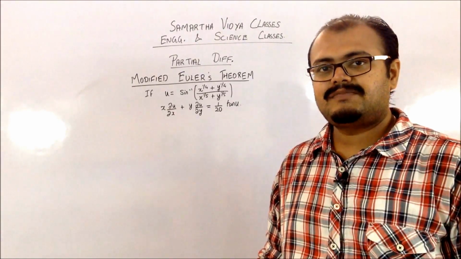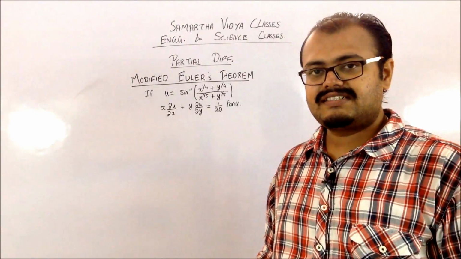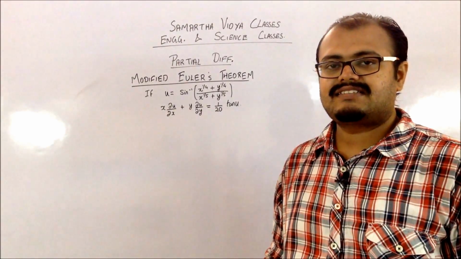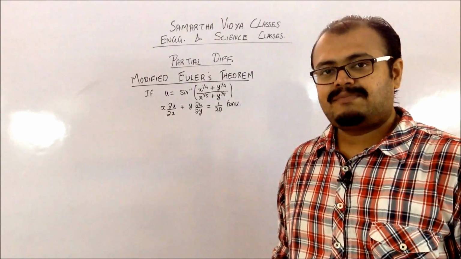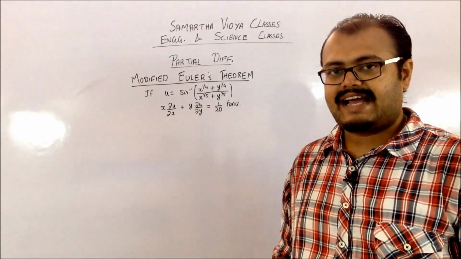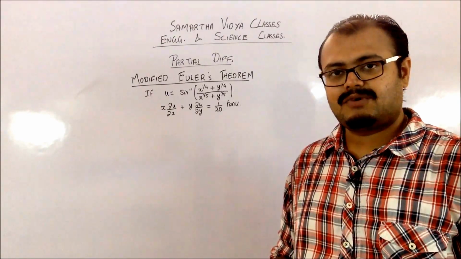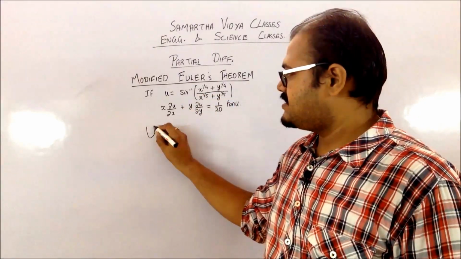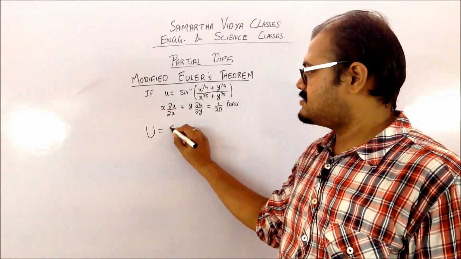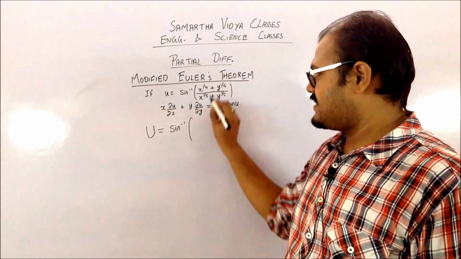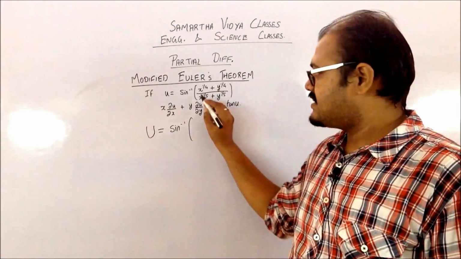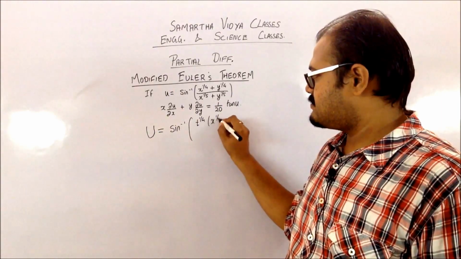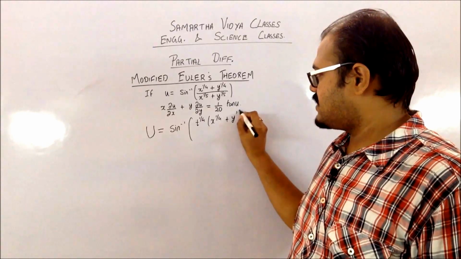So for Euler's theorem you need to prove that the function is homogeneous, and if it is not homogeneous then you have to represent that particular function in some other variable, and that particular variable should be homogeneous, and then you will be able to apply the modified Euler's theorem. So let us go through this again. So u is equal to sine inverse of, I am writing it directly, t raised to 1 by 4 into x raised to 1 by 4 plus y raised to 1 by 4.